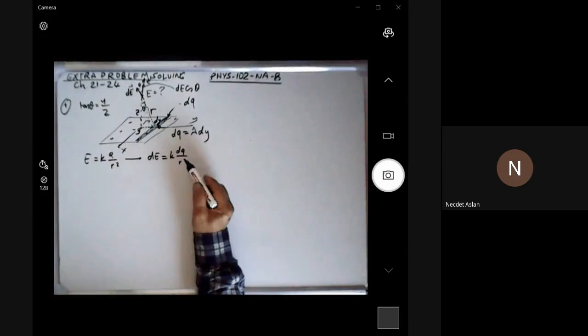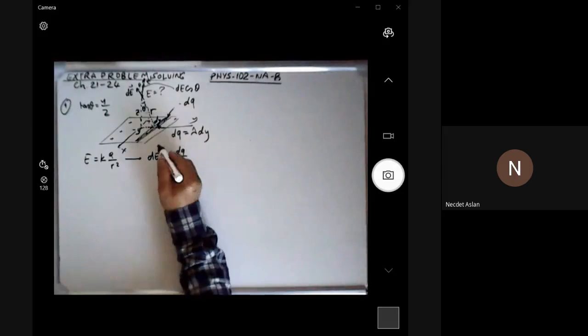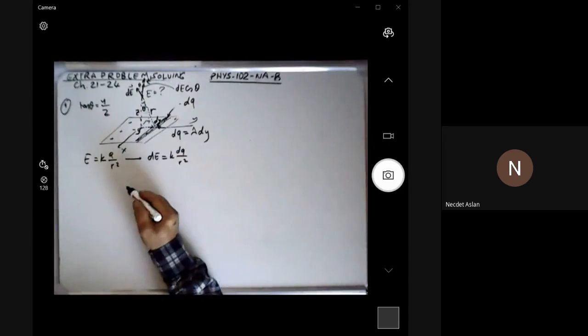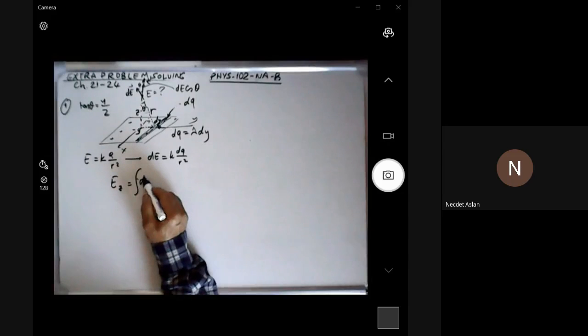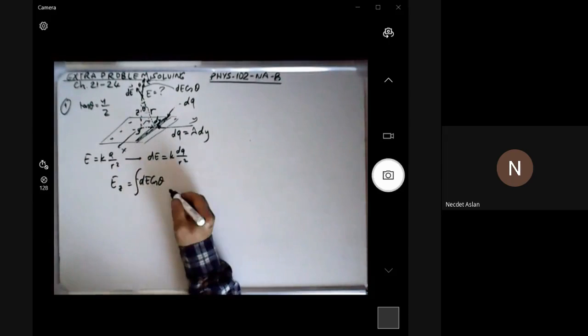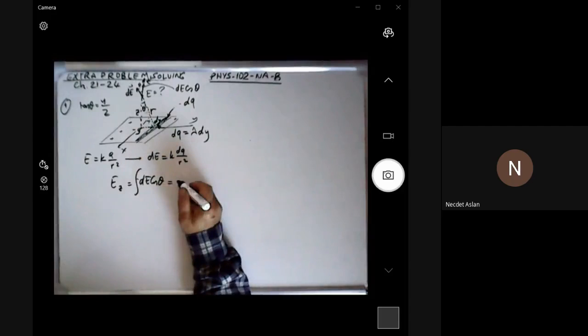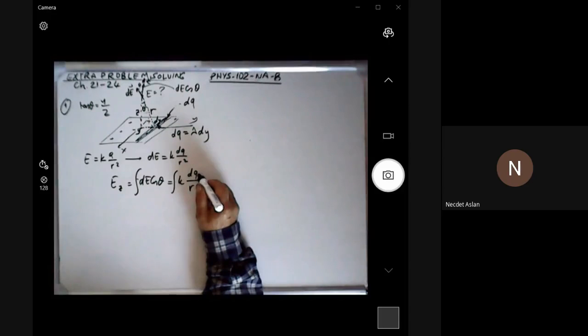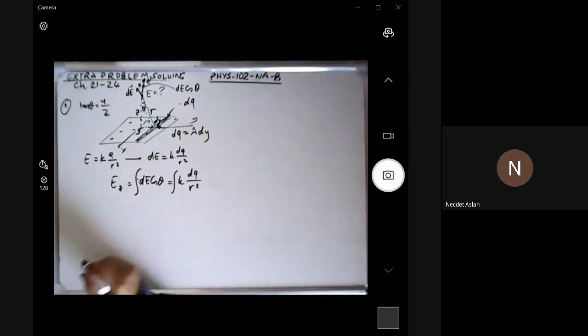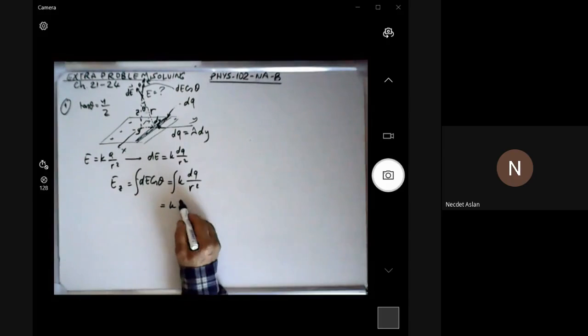And now we have to also multiply this by cosine theta, so that the electric field in z direction is just the integral of dE times cosine theta. So now dE is k dq over r squared. But instead of q integration, we go to y integration, so that it's written as k lambda dy divided by r squared.